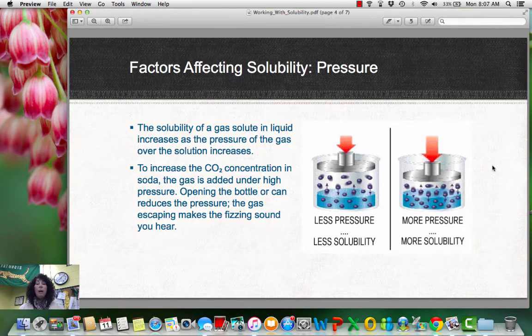Now, if we're talking about pressure, we are talking about the solubility of a gas in a liquid. And as we increase the pressure over the solution, of course, we're going to dissolve more into the solution. So for instance, to increase the carbon dioxide concentration in soda, the gas is under a high amount of pressure. And then as soon as we open that bottle, the pressure is reduced and we can see that the carbon dioxide starts to come out and we get that fizzing.